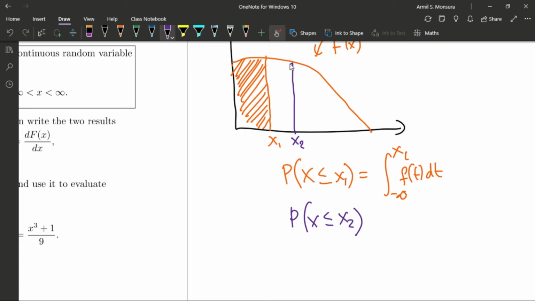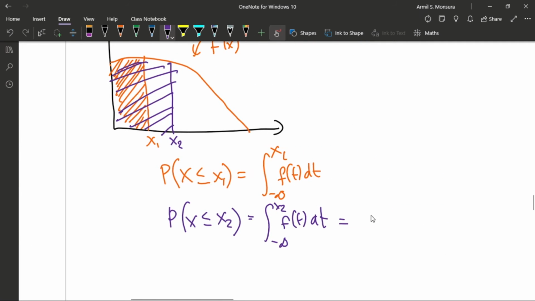Okay. So ito yun. Yung colored ng violet lahat. So that is the integral of your f of t, dt, from negative infinity up to x2. Okay? Pwede nyo tingnan mabuti that this is actually equal to yung probability that your x is less than equal to x1.